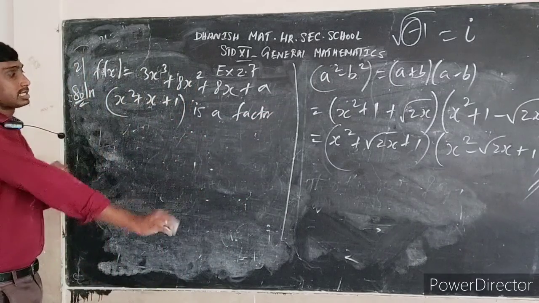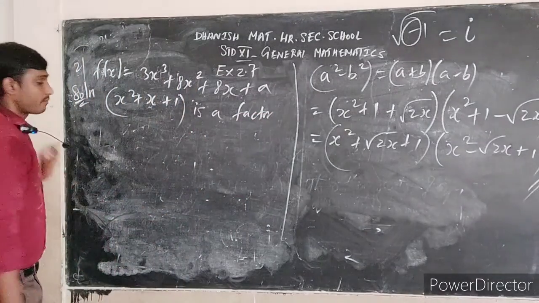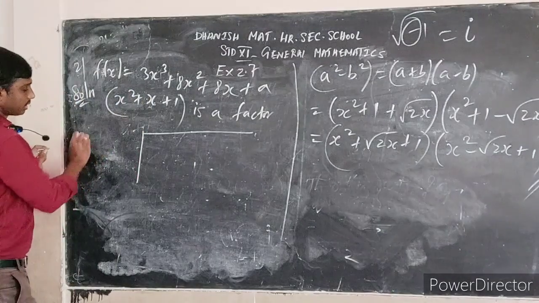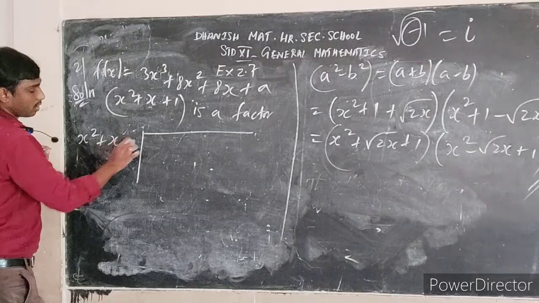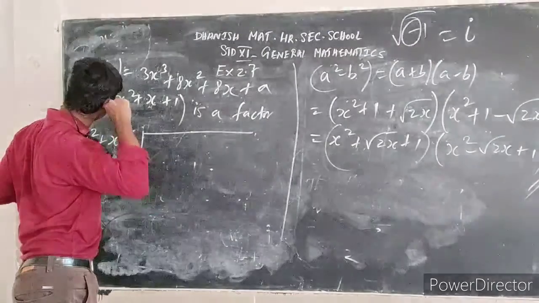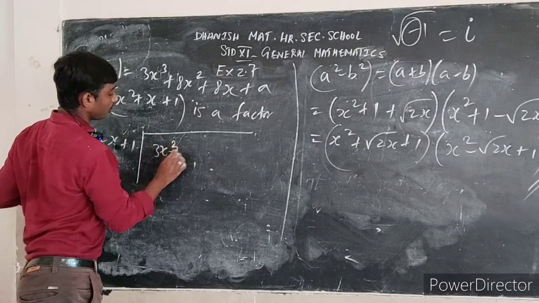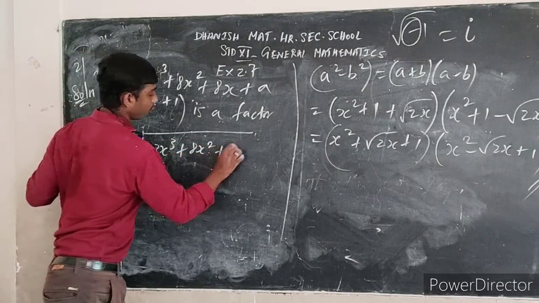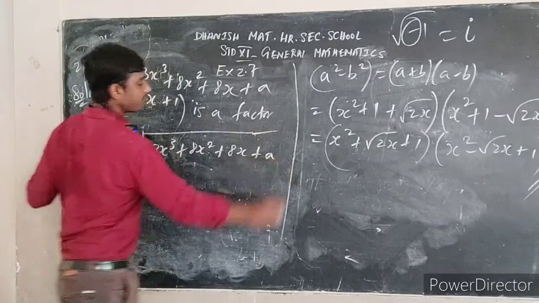x square plus x plus 1 is a factor. Now we are using the division method. What is the factor value? That is x square plus x plus 1. What is the polynomial function here? 3x cube. So this one looks like GCD format. Now we are going to use the GCD format here.